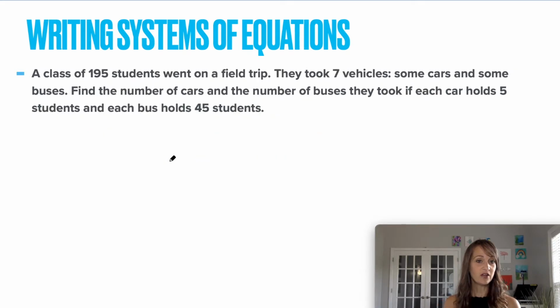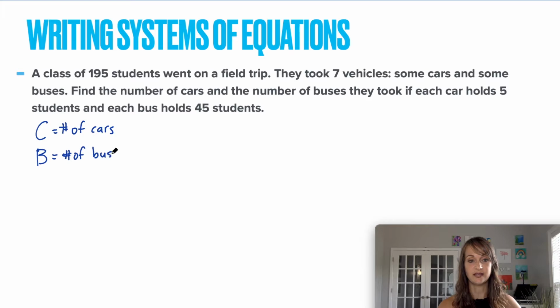Next, a class of 195 students went on a field trip. They took 7 vehicles, some cars, some buses. You're looking for the number of cars and the number of buses they took if each car held 5 students and each bus held 45 students. So the first thing I would need to know is, what are we looking for? Well, we are looking for the number of cars and buses. So I'm going to use a C for the number of cars, and I'm going to use a B for the number of buses that it took.